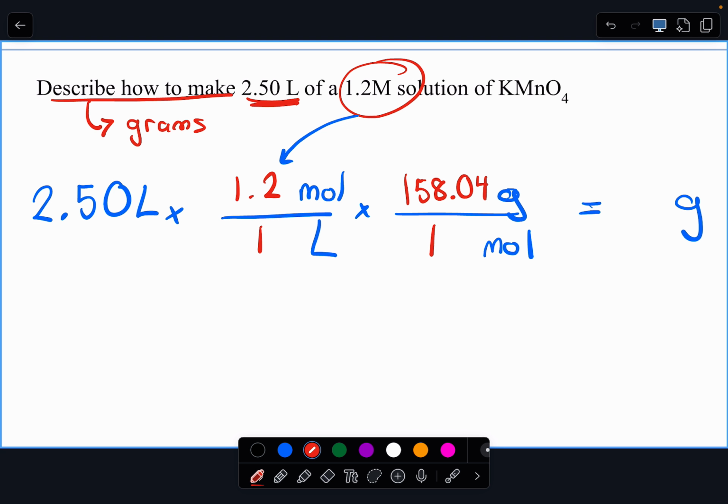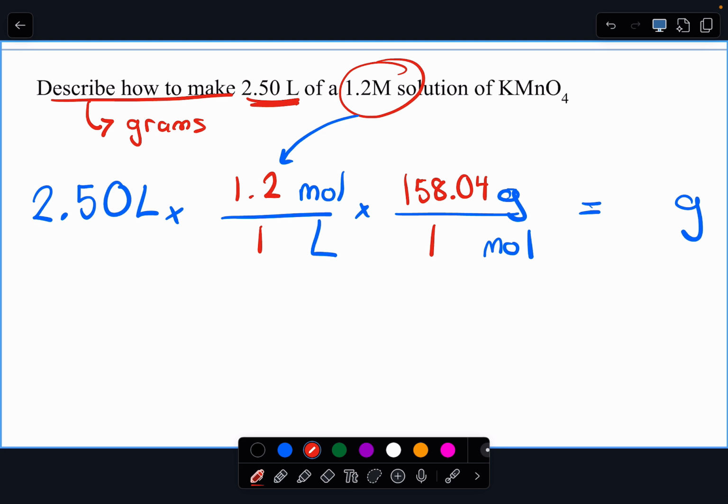Okay, so I'm looking for grams of potassium permanganate. So that's what I put at the end. I can only start with liters because this is a single unit. That's a unit over another unit. I know it looks like it's just a unit, but remember molarity is moles per liter. And then I'm trying to get to grams. So I go from liters and I use the molarity to get to moles. That's not grams yet though. I have to then use the molar mass to get to grams.